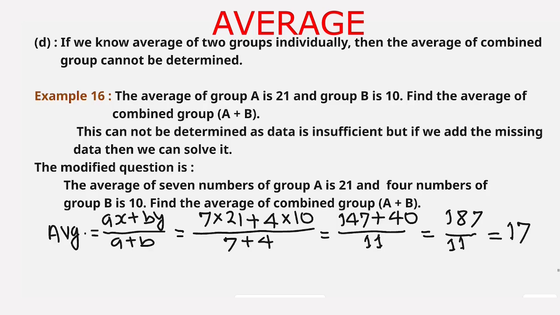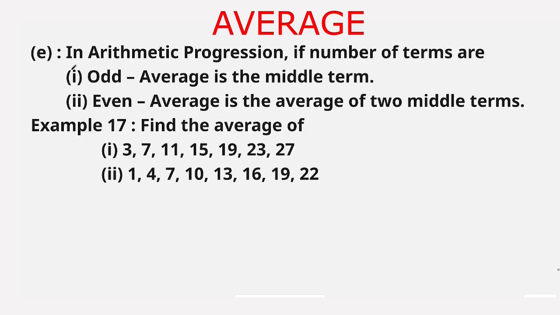This way, if the data is insufficient, we cannot find the average, but if the data is sufficient, then we can find the average. I hope you have understood this point. Now we go to the next point. Point E. In arithmetic progression, if the number of terms is odd, the average is the middle term, and if the number of terms is even, the average is the average of the two middle terms, and we will learn it by example.